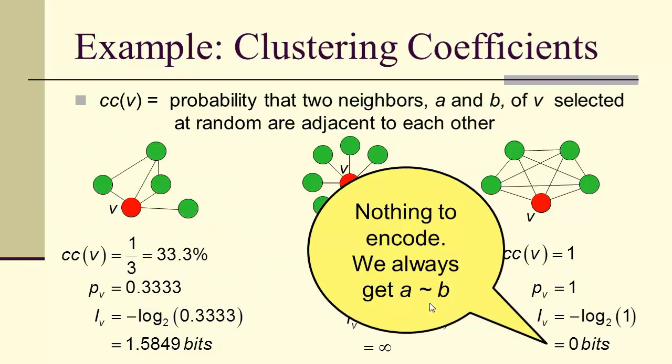On the other hand, there's really no need to do any encoding here in this graph. The neighborhood's complete, so as soon as you pick two vertices, they're adjacent, so that's the only outcome. We don't really need to encode it, so we really only need 0 bits to encode all possible outcomes of choosing an A and a B.